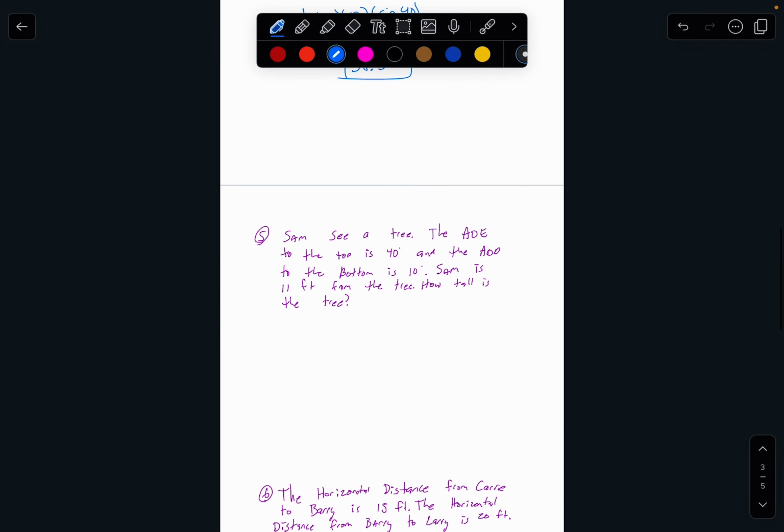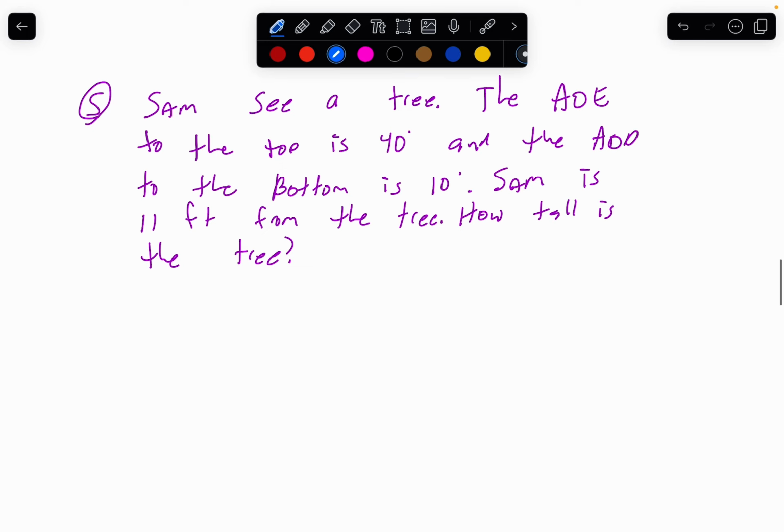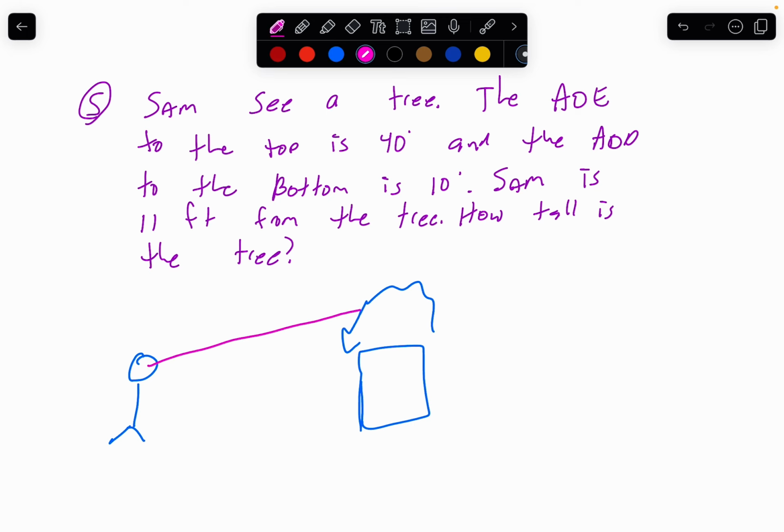We got a few word problems here. It says Sam sees a tree. The angle of elevation to the top is 40. The angle of depression to the bottom is 10. So I got this person Sam here. We got a tree over here. And we have an angle of elevation to the top. So we're talking about him looking at the tree. So it's like it's coming out of his eyes in that situation. Angle of elevation to the top is 40. And the angle of depression to the bottom is 10. He is 11 feet from the tree.